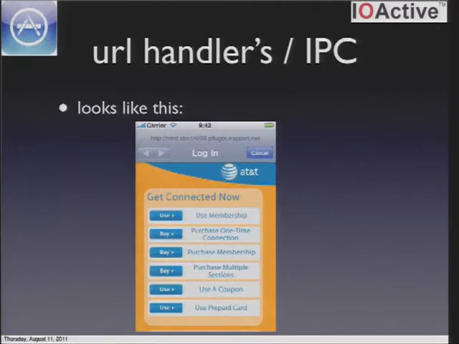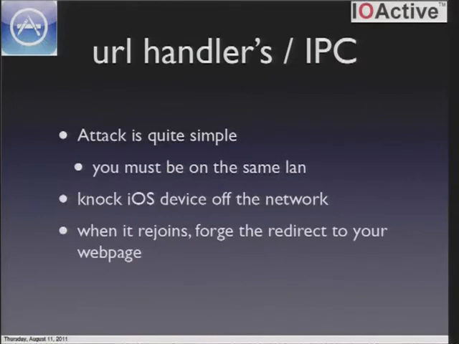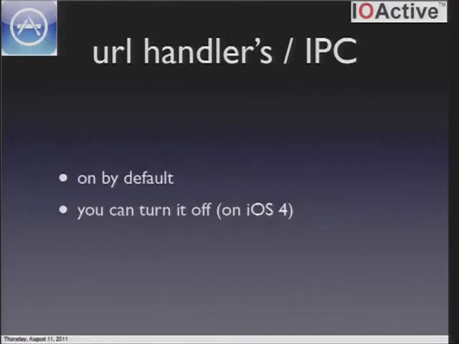which is absolutely perfect because we could totally abuse this. Basically, if you're on the same LAN with someone, you knock them off the wireless network, and when they come back on the network, you spoof a 302, and it goes to your page, and your page says, why don't you fire up this application for which I have an exploit? And it just all happens automatically. And this stuff is on by default. On iOS 4 and higher, you can turn it off. On iOS 3, you can't turn it off.